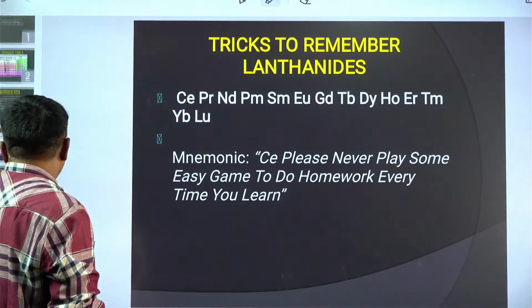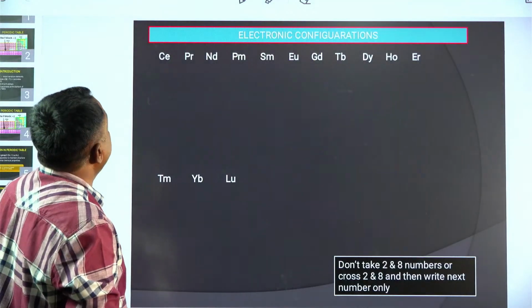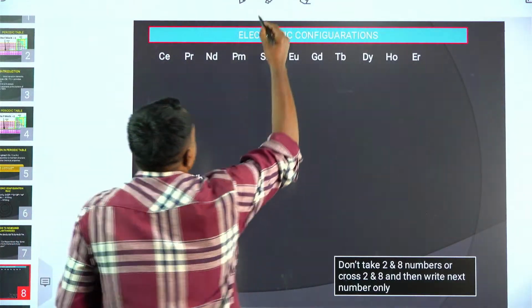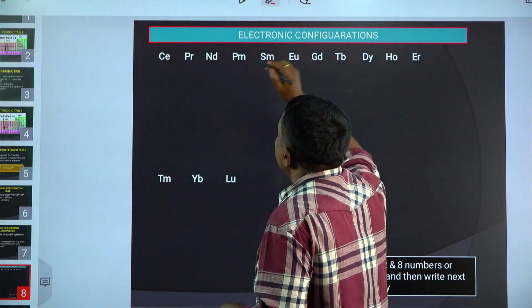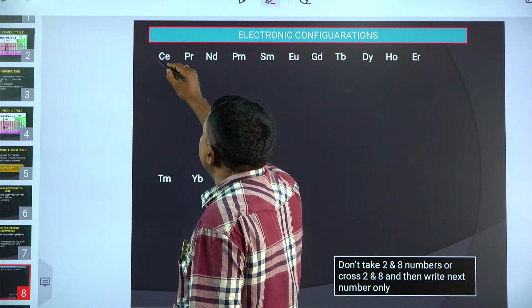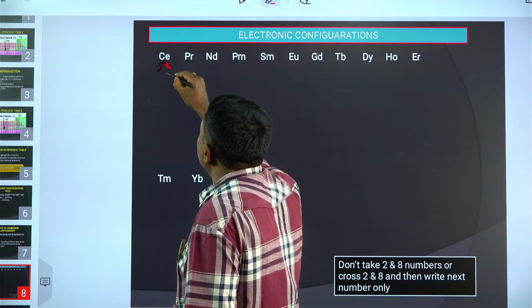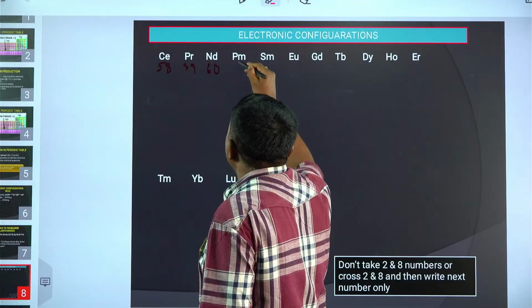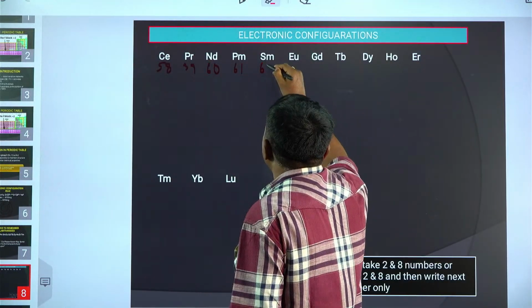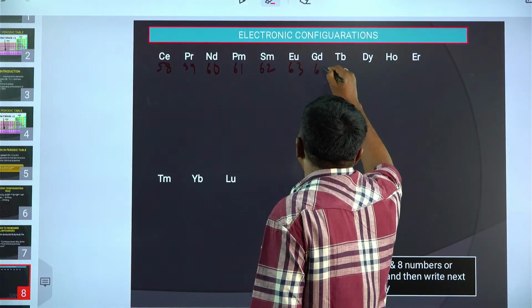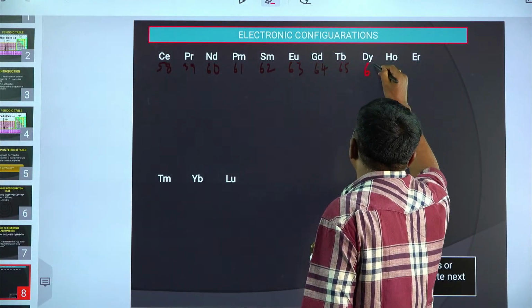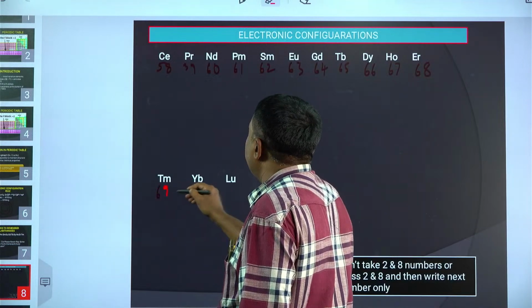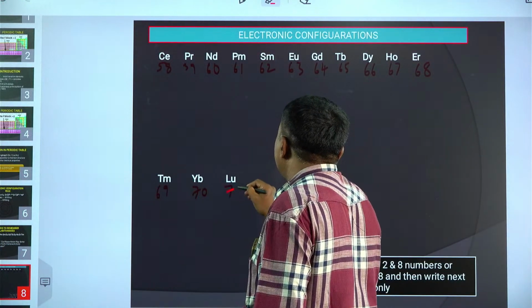After this, we are going to write the electronic configurations. Cerium is 58, then 59, 60, 61, 62, 63, 64, 65, 66, 67, 68, 69, and lutetium is 71.